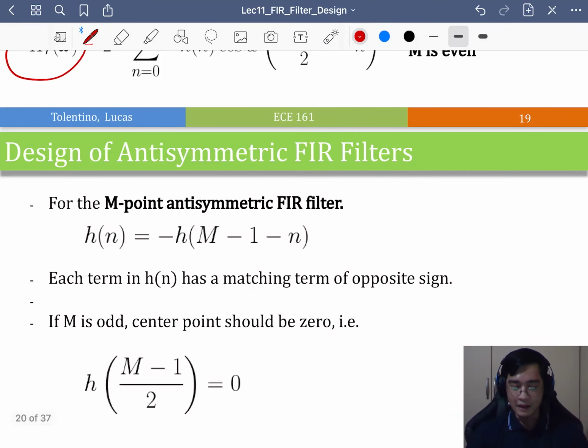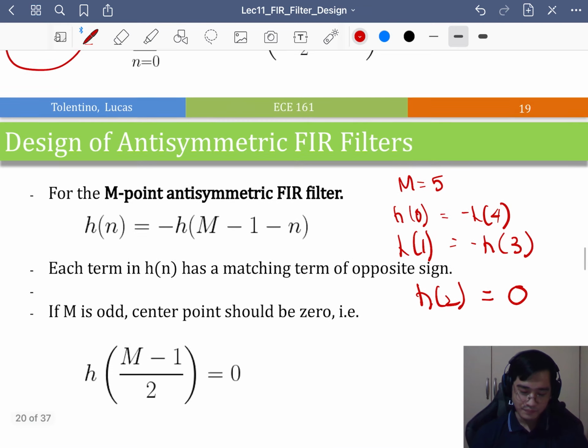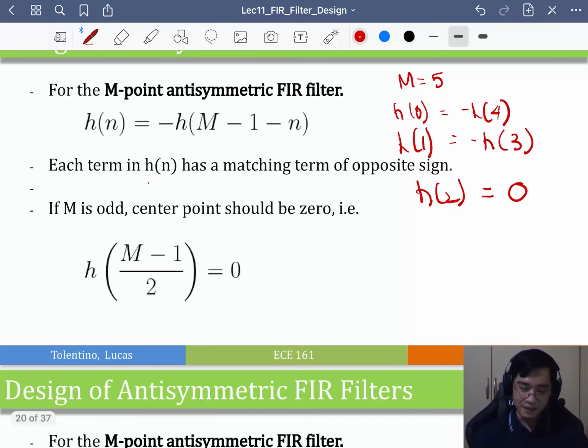Now, we have an asymmetric FIR filter. So the difference here is that, for example, m is 5. We have these conditions. H of 0 is equal to negative h of 4, right? H of 1 is negative h of 3. H of 2 is our point of symmetry, but this is equated to 0. Why is that? Each term in h of n has a matching term of opposite sign.